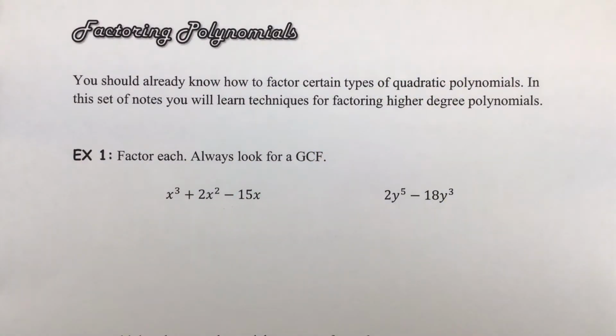Factoring polynomials. In a way, factoring polynomials is undoing multiplication. You'll take a larger degree polynomial and break it into smaller degree polynomials. It's basically undoing the multiplication, except without looking at it from a division perspective. Now, you should already know how to factor certain types of quadratics. We're going to work under that assumption.